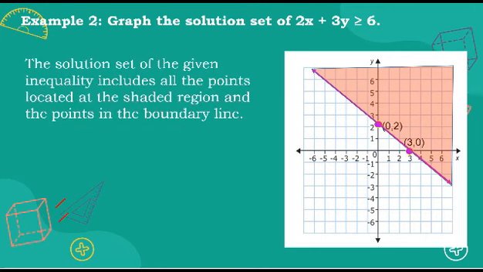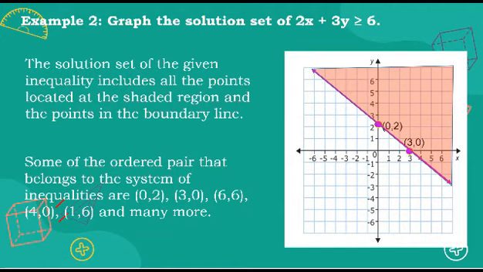The solution set of the given inequality includes all the points located at the shaded region and the points on the boundary line, since the boundary line is a solid line. So some of the ordered pairs that belong to the system of inequalities are (0, 2), (3, 0), (6, 6), (4, 0), (1, 6), and many more.